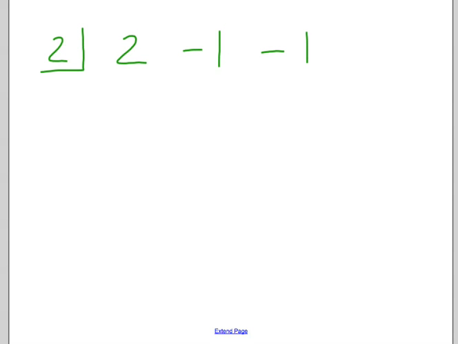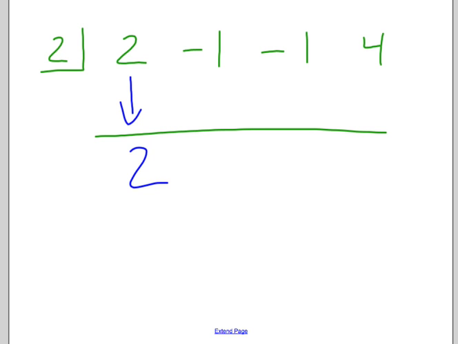And then the last term is plus 4. Then we give ourselves a line and some space for our column. What's the first step, Heidi? You bring it down. Bring the first term down as is. Then you multiply. 2 times 2 is 4. Then add. Equals 3. Then you multiply. 6. Then you add. Equals 5. Then you multiply. Equals 10. And then it's 14. All right.